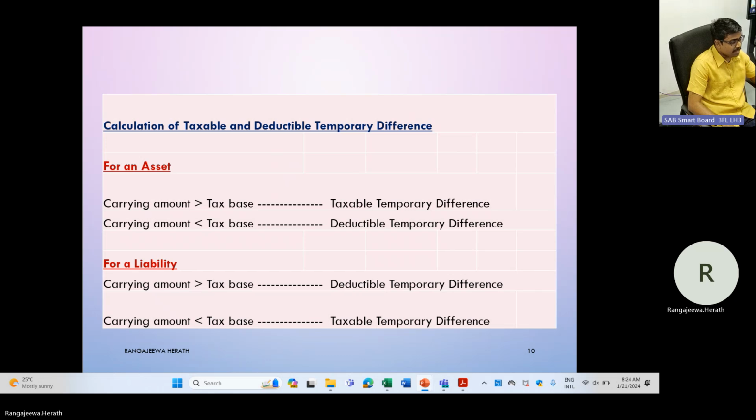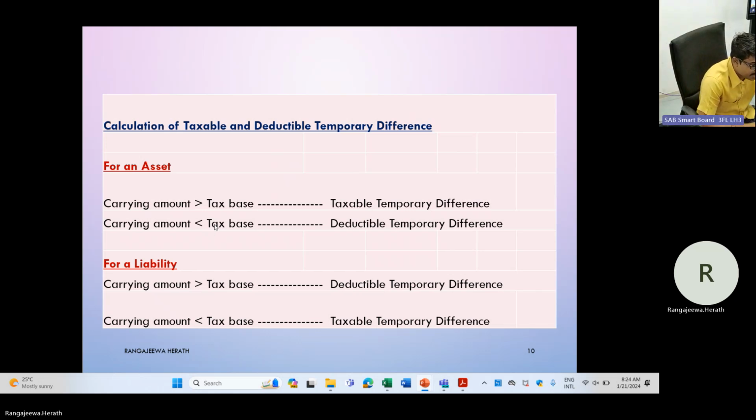So deferred tax liability is recognized, so this difference is called taxable. This difference is taxable. The carrying amount is 8 million and the tax base is 5 million, the difference is 3 million. 3 million is taxable temporary difference. Right? That is the rationale. Now remember, for an asset, carrying amount greater than tax base is a taxable temporary difference.